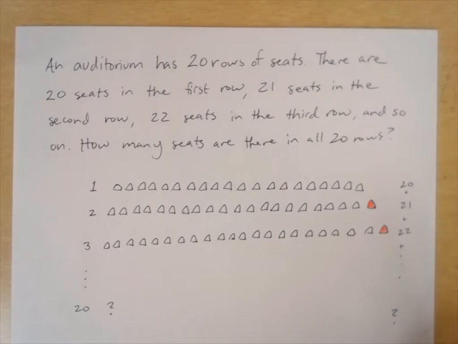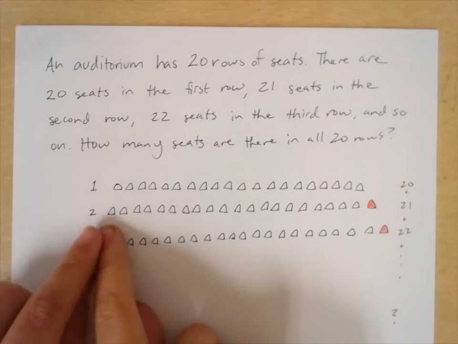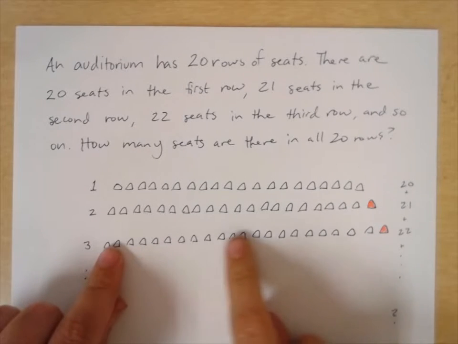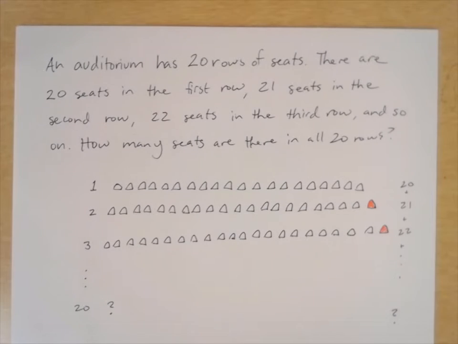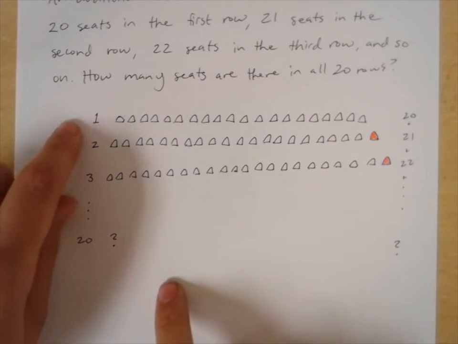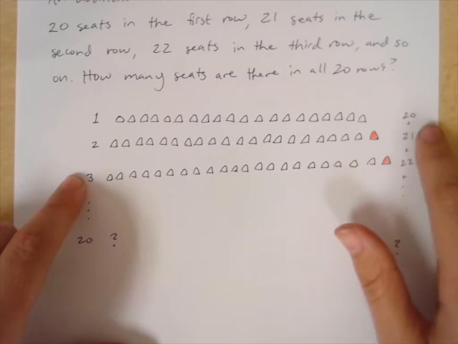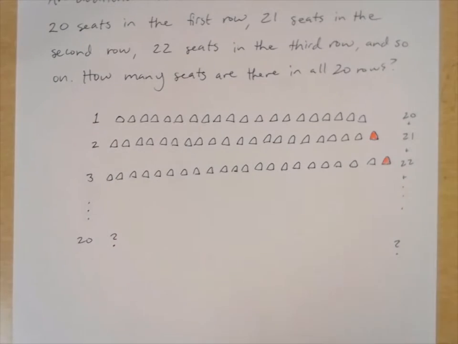All right, so let's read it. An auditorium has 20 rows of seats. There are 20 seats in the first row, 21 seats in the second row, 22 seats in the third row, and so on and so forth. How many seats are there in all 20 rows? So this picture does describe what's happening. We know that in the first, second, and third rows there are 20, 21, 22 seats. And we don't know how many seats are in the rest.